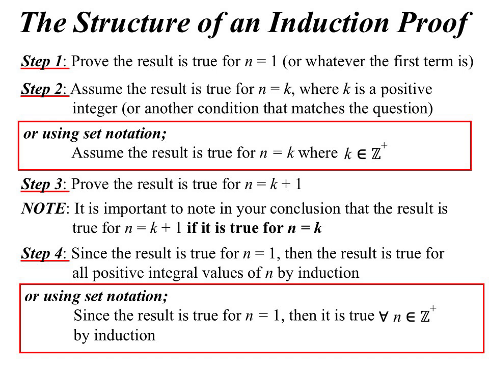Again, in set notation, I'd write something like this. Since the result's true for n equals 1, then it is true for all n that is an element of, or belongs to, the positive integers, by induction. That upside down symbol means 'for all'. Those last two words are actually quite important. You say, this is how I can prove it. I'm proving it by induction.